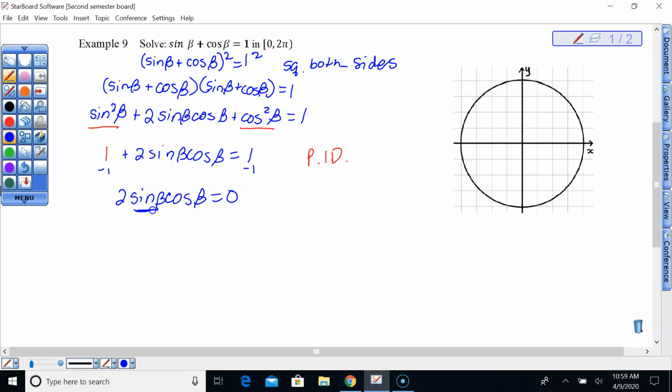So that means either sine beta has to equal 0 or cosine beta has to equal 0, or both of them have to equal 0. So we'll use the principle of zero products. Sine beta equals 0 or cosine beta equals 0.